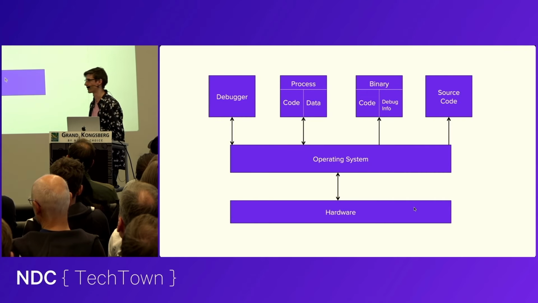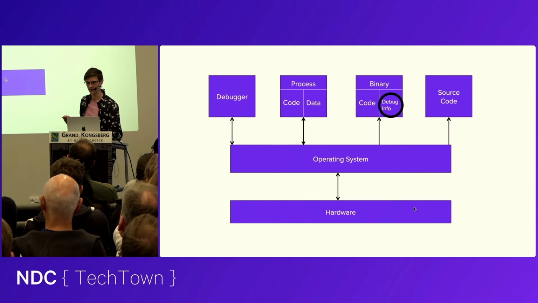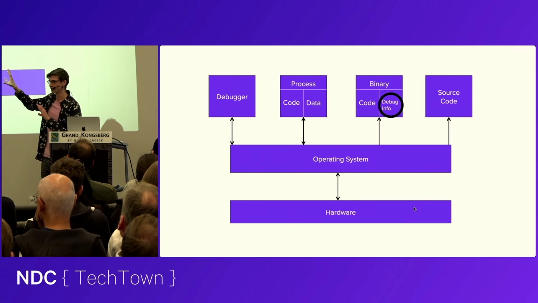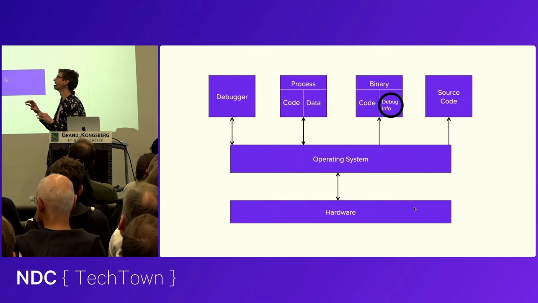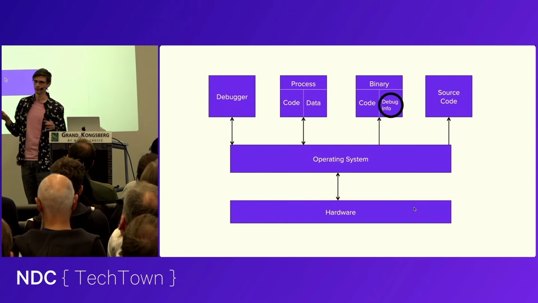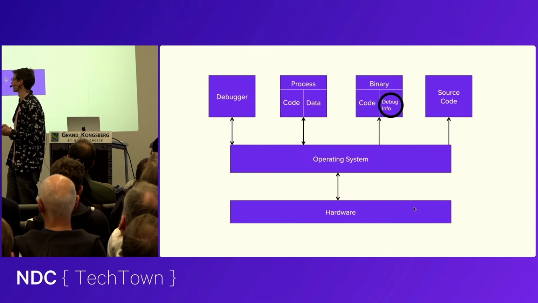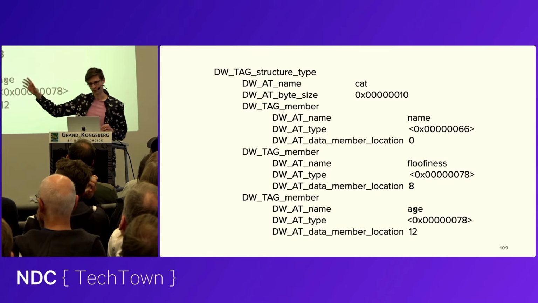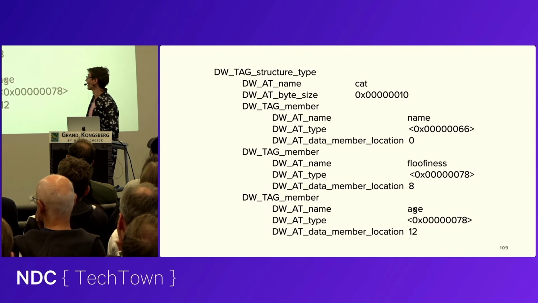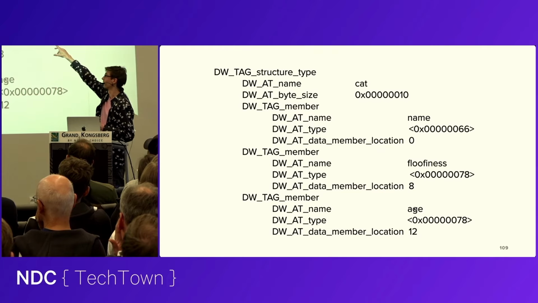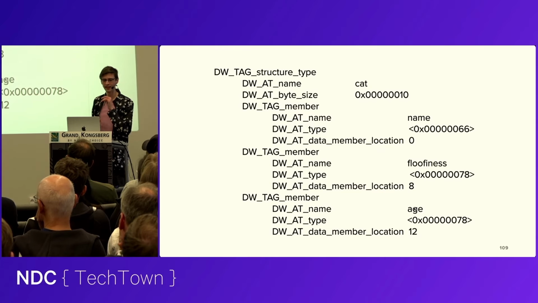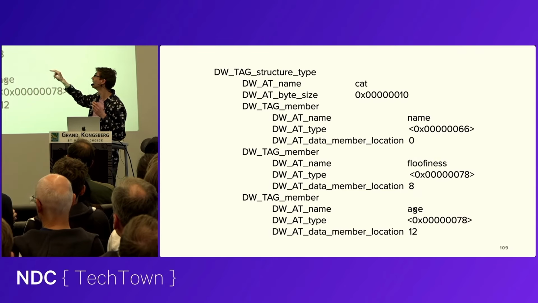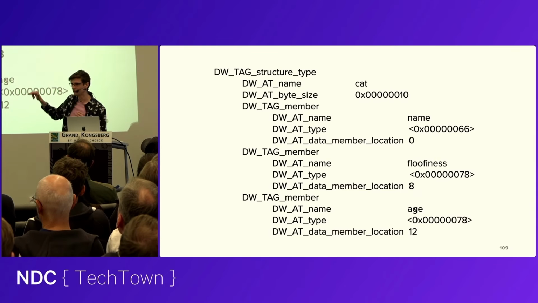In our architecture diagram, again, we're looking at the debug information. So I'm going to show you some DWARF information. This is a textual dump of DWARF information, which is a binary format. This is produced from dwarfdump. And this is about type Cat. We have its size in bytes, and then we have its members.